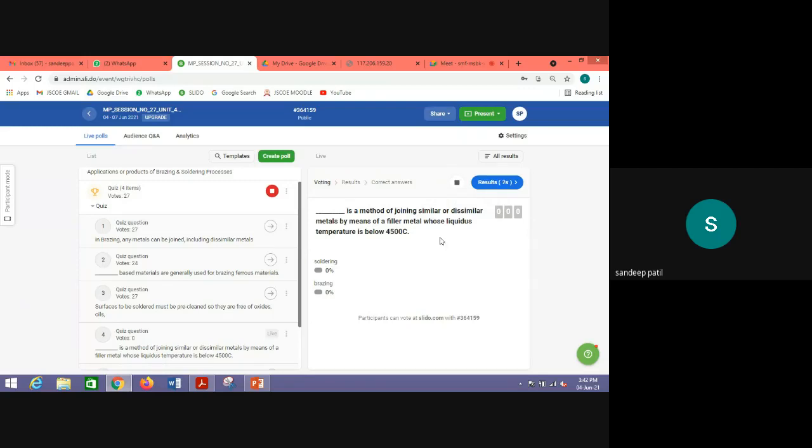This is the method of joining similar or dissimilar metals by a filler metal whose melting temperature is below 450 degrees Celsius. Okay, so it is 450 degrees Celsius, not 4500. So the correct answer is soldering. Yes, it is correct. So below 450 means that is the soldering process. Above 450 is braze welding, or you can say the brazing process.